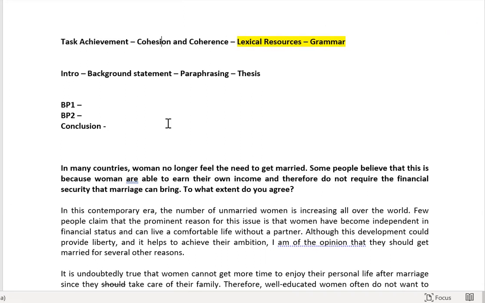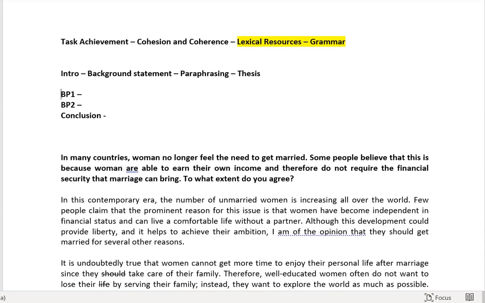So anyway, we have a long journey to finish. But I wanted to give you an idea: task achievement, be on the topic and cover all the topic; cohesion, coherence, write logically and organize your ideas; then use appropriate vocabulary, and there should not be many grammatical mistakes. So this is for 7 band, if we have a target of 7 band.